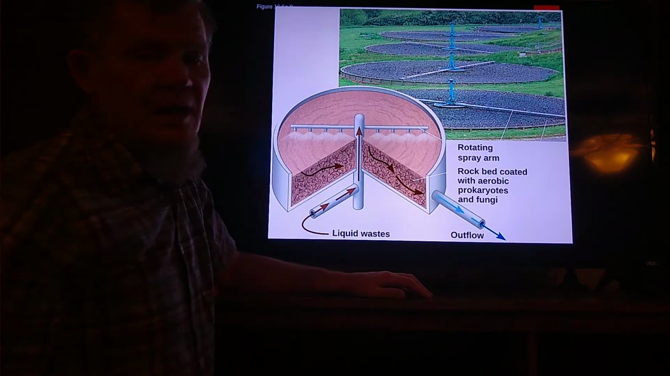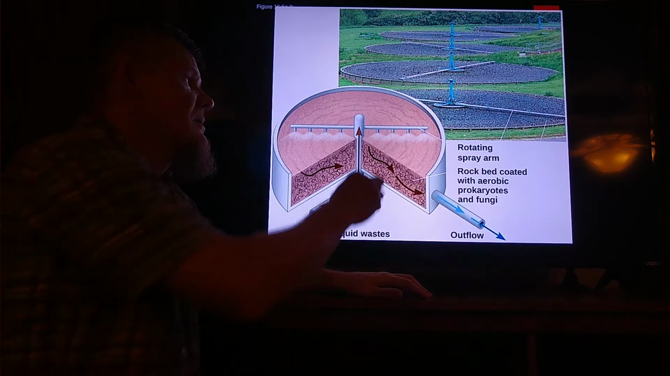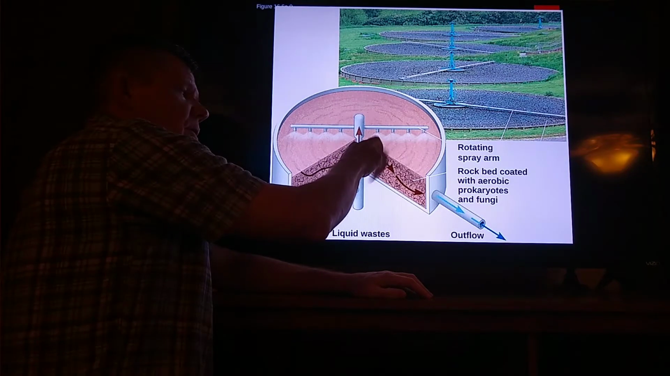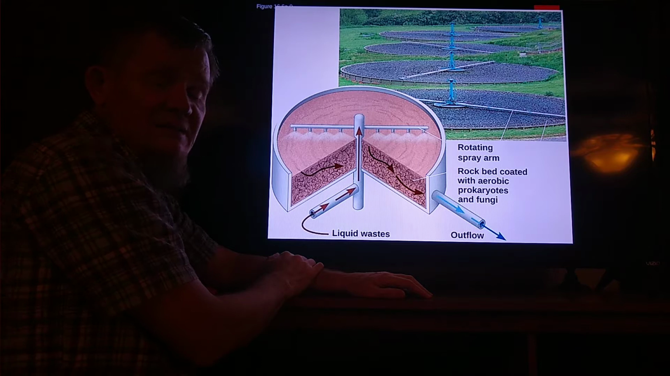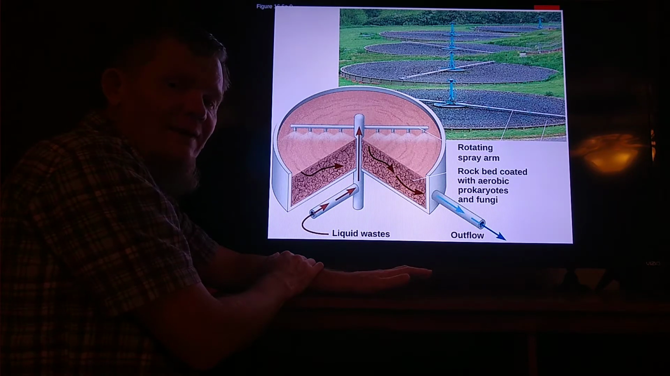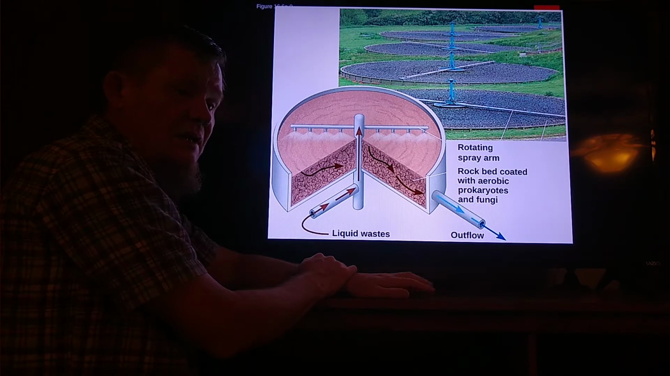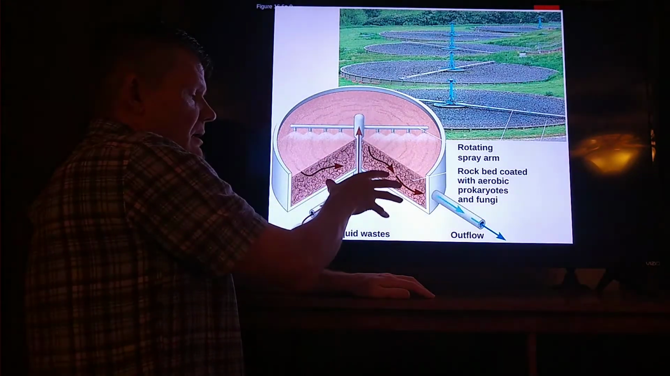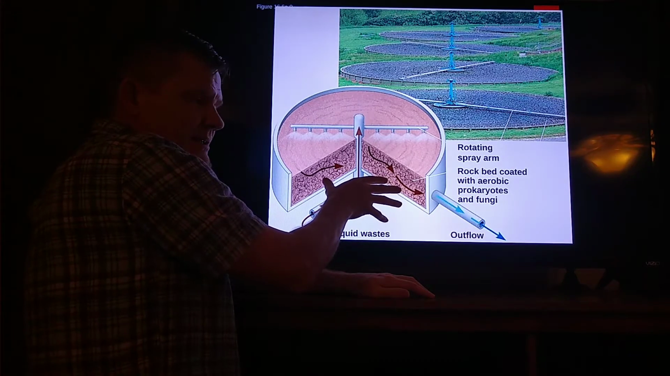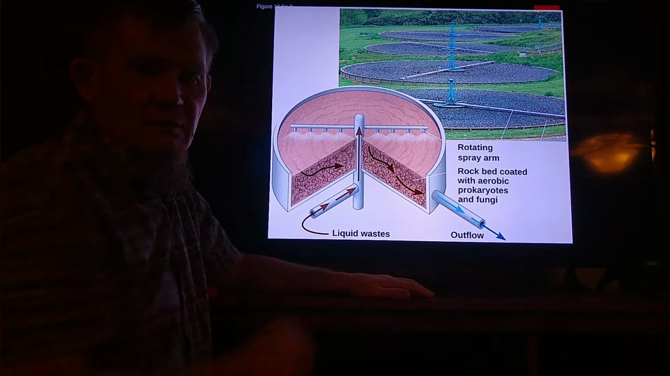Well, we said the rocks are a substrate for bacteria to grow on. As the water very slowly trickles down through all of these rocks, the bacteria that live on the rocks eat the organic matter. They eat the waste. Again, bacteria have very diverse nutritional capabilities. They can eat lots of things. And so this dirty water is sprayed onto the rocks. The bacteria living on the rocks eat the waste, and much fresher, much cleaner water comes out of the outflow pipe.